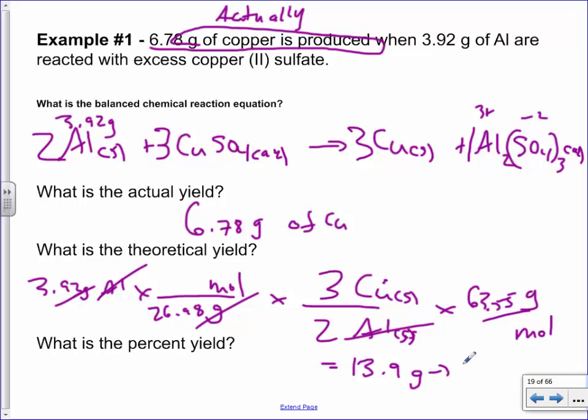Well, this is what we theoretically should have gotten based on doing some calculations on paper. In theory, we should have gotten 13.9 grams. You only got 6.78 grams. Was this a very successful lab? Not really. I mean, you were expecting to get 14 and you got just under 7. So kind of like with grades and calculating your percentage, that's what we're going to do now.